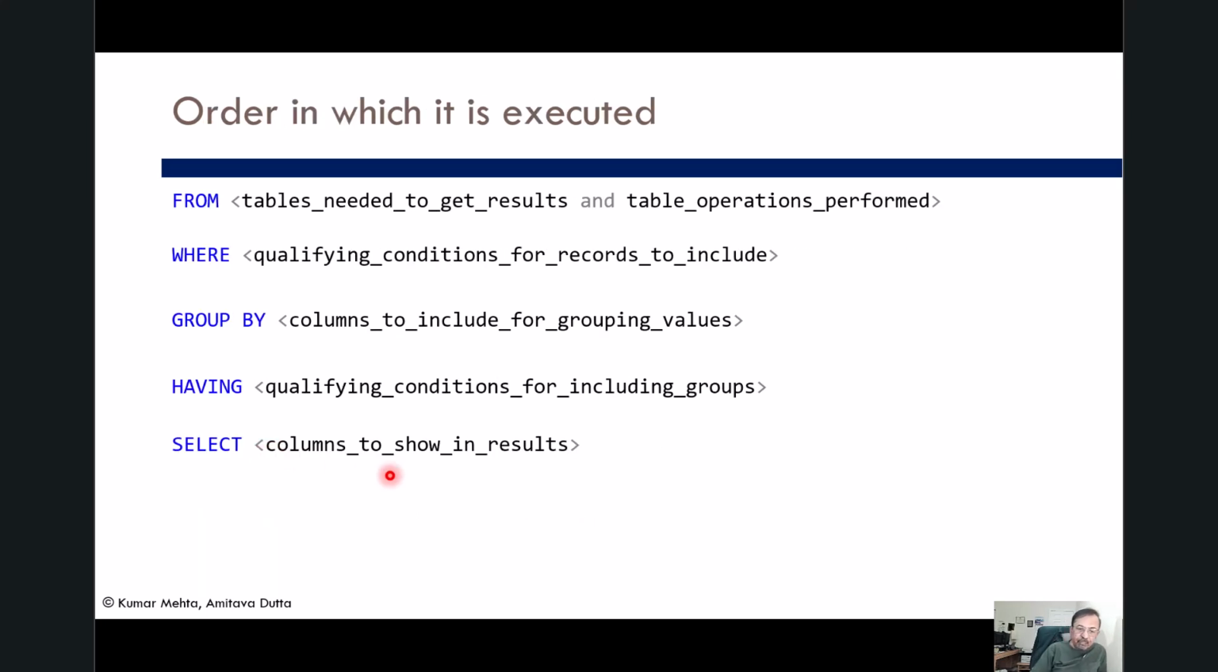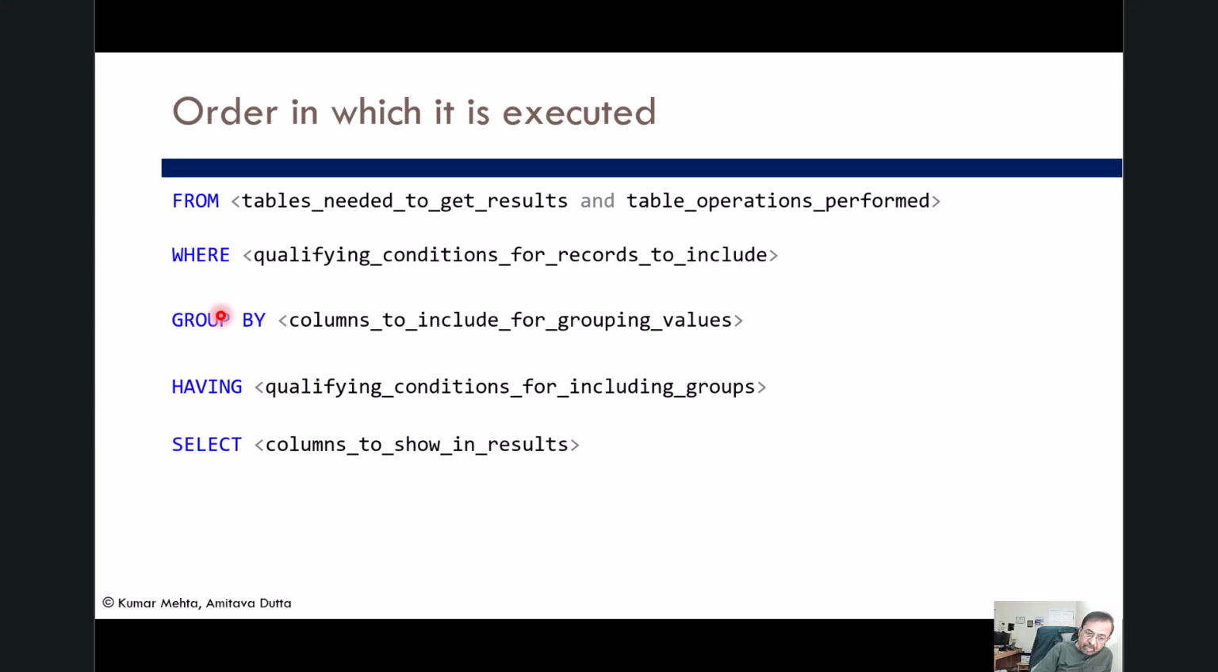Up to now, we know that from and where, these two, the from is executed first, what are the tables from which information is extracted, okay? The where clause is executed next because it identifies what are the rows that need to be extracted. So that we know, we have already covered these in this sequence.